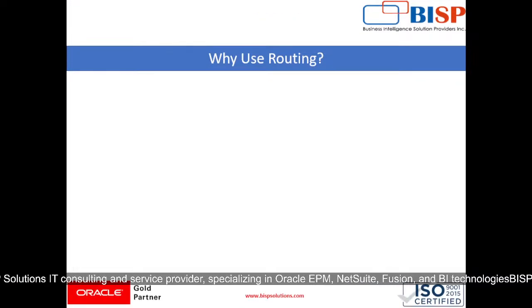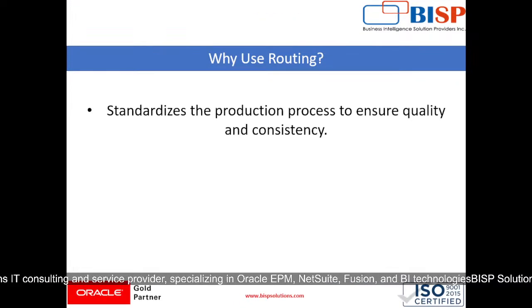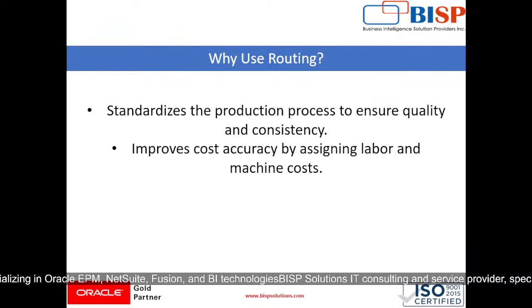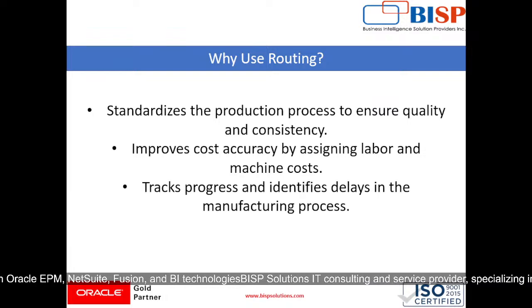So why use routing? It standardizes the production process to ensure quality and consistency. It improves cost accuracy by assigning labor and machine cost, and it tracks progress and identifies delays in manufacturing processes.